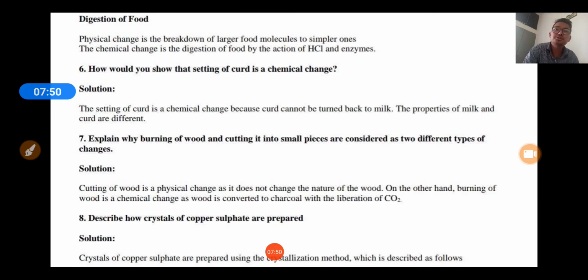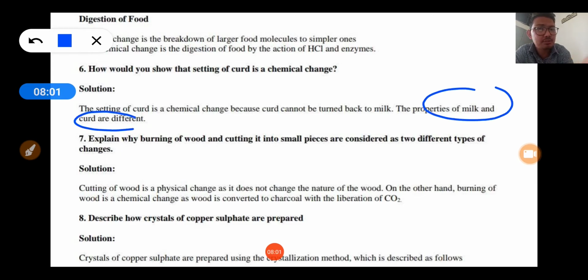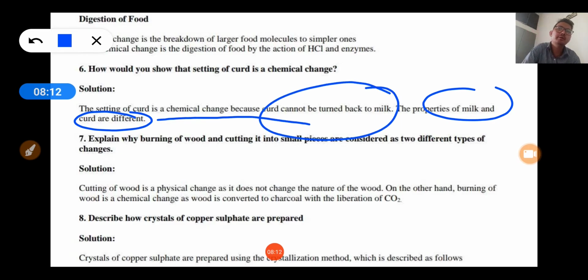Okay, now I'll discuss question number 6. How would you show that setting of curd is a chemical change? During setting of curd, the property of milk as well as curd totally gets changed. So setting of curd is a chemical change because curd cannot be turned back into milk, so the process is irreversible and properties are totally different, totally new substances are found in the form of curd.